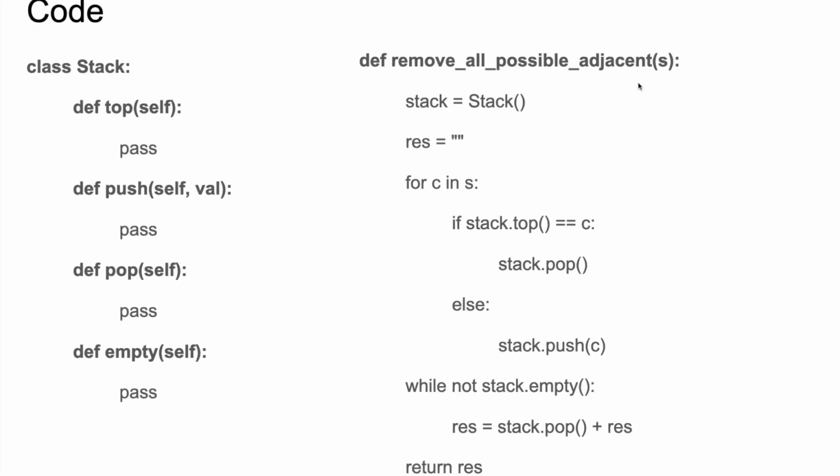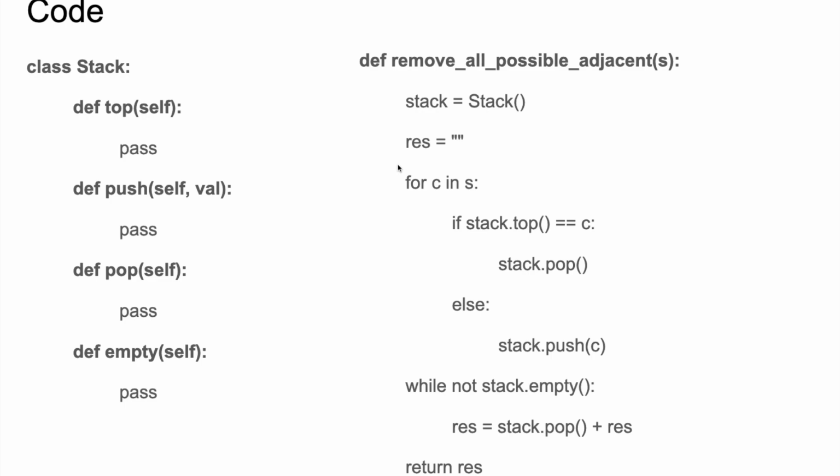This is how the main method looks. Remove all possible adjacent takes in the input string S as an input, and then it initializes a stack and a resultant temporary variable that stores the resultant string, and then it performs the operations that we discussed. It iterates over each character in the string and looks at the stack's top. If the stack's top is equal to that character, we will pop from the stack. Otherwise, we will push that character to the stack. And we will keep doing this for all the characters in the string.